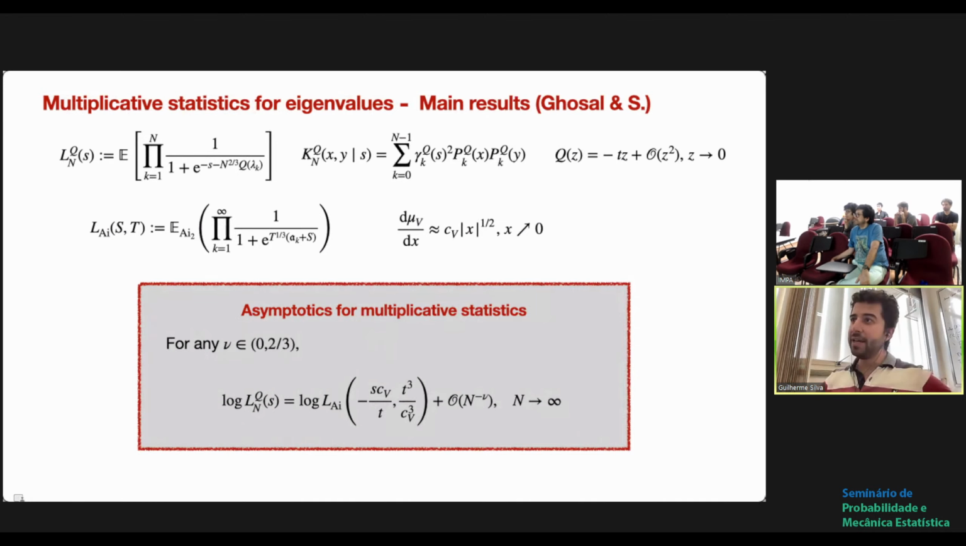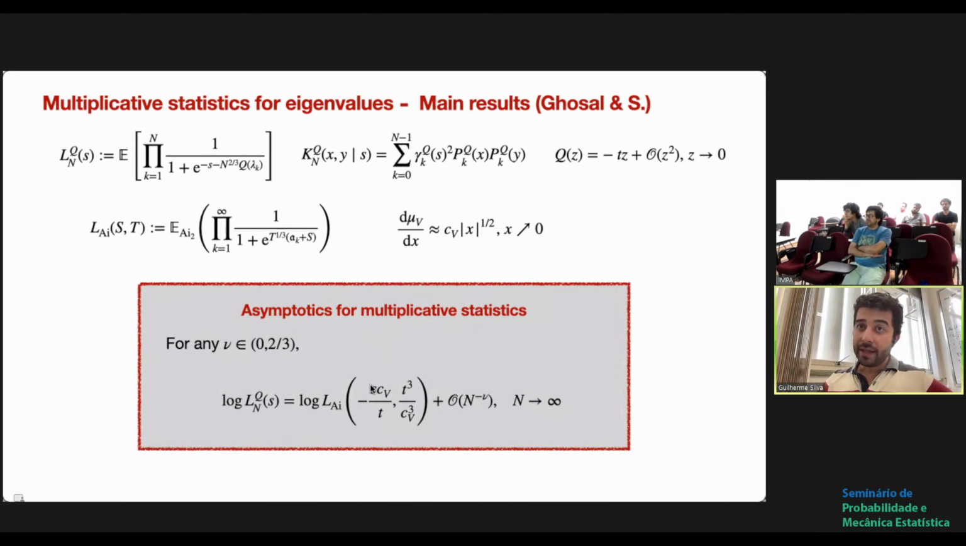you do a critical scaling, forget about this order of error here, it doesn't matter. You do a certain critical scaling, and then what you get is a universal limit in the end. And this universal limit is precisely the multiplicative statistics of the Airy two-point process, or it is precisely the Laplace transform of the KPZ solution.